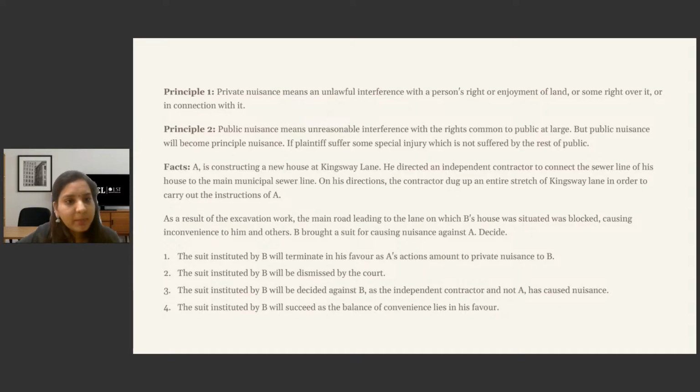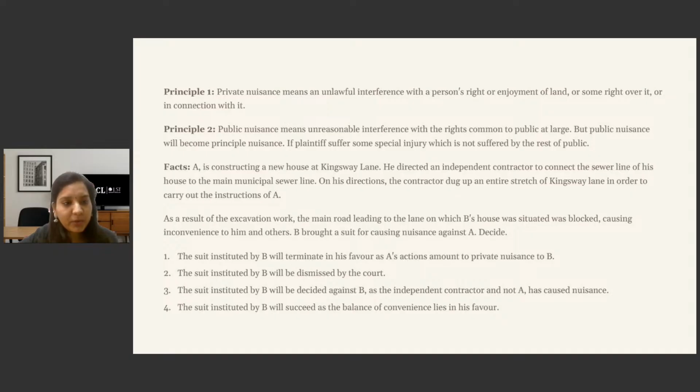When you see the principle as such, principle one states about the private nuisance, and principle two states about the public nuisance. So for the first instance, when you see the question, you can see both of the facts. There is a person who is constructing a new house in the Kingsway land. So basically, construction is going on. It's a nuisance that will be created.